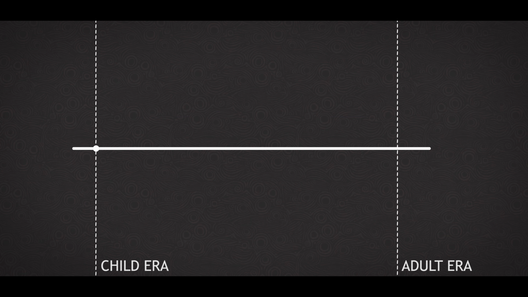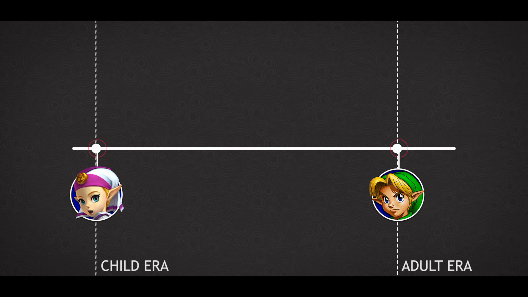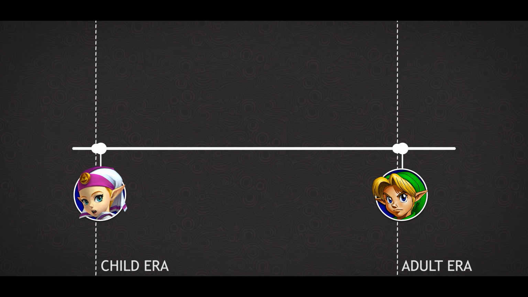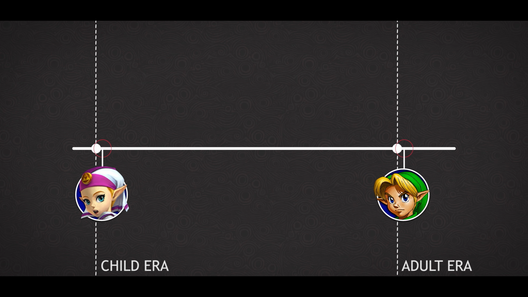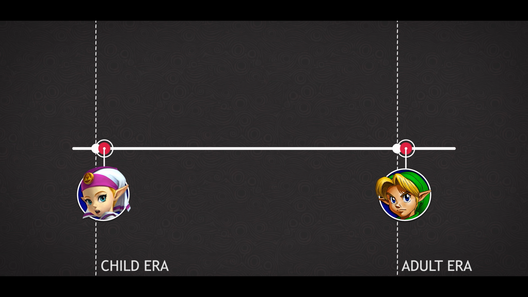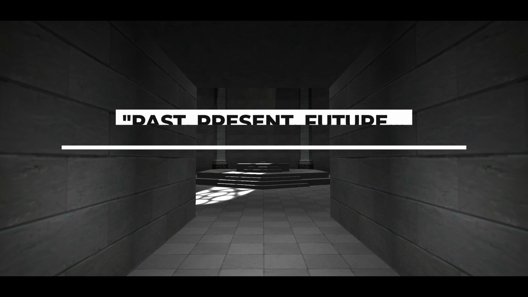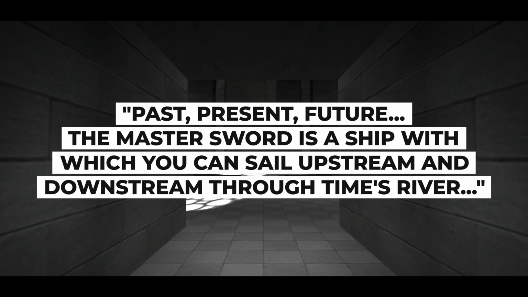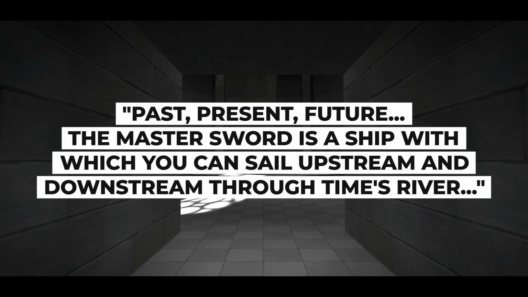To put it another way, if someone else were to go with him to the Master Sword chamber and wait for him until he comes back, if he was in the future for, let's say, 5 hours, then that same amount of time would have also passed for the person waiting. According to Sheik, time is like a river, the Master Sword acting as a ship, allowing Link to sail upstream and downstream.